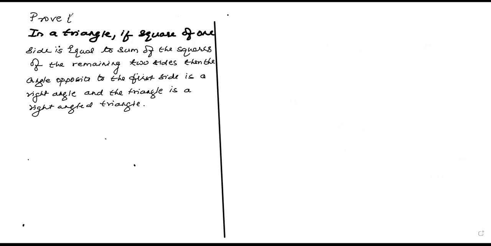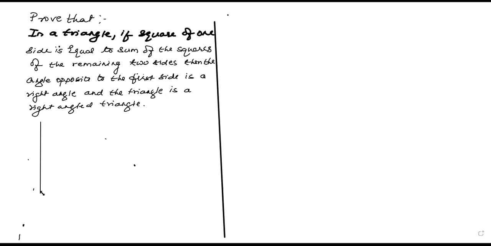Prove that in a right angle triangle, the square of one side is equal to the sum of the squares of the remaining two sides. Then the angle opposite to the first side is 90-degree right angle, and the triangle is a right angle triangle. You have to prove this. So what is given is a triangle, okay? Now naturally, a triangle. How am I going to take the triangle here? A little common sense, children. I'm going to draw this triangle in this way.